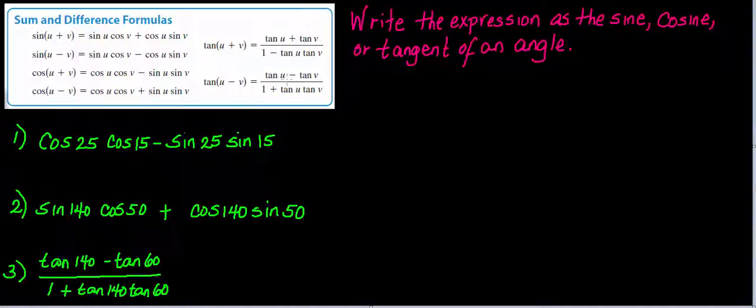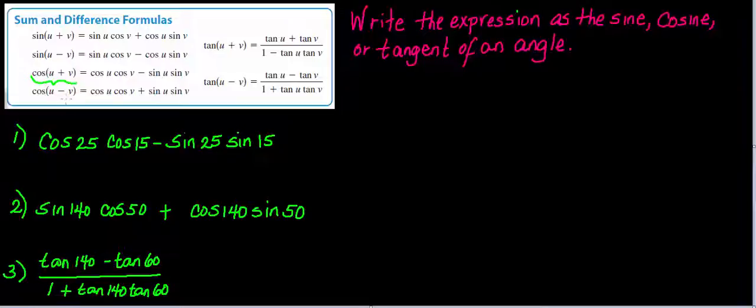In this example, we're going to use the sum and difference formulas backwards. Write the expression as the sine, cosine, or tangent of an angle. Here I have three examples. In my first example, notice that this is the expansion of which one of these rules? It's the expansion of the cosine sum rule. It's this one right here.